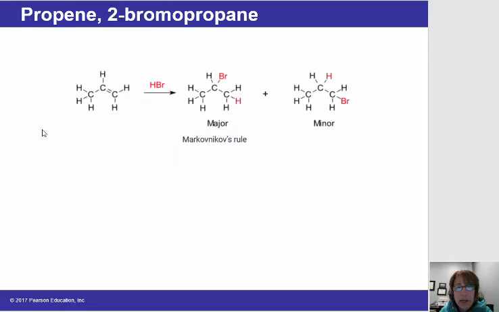So first, the name of the alkene is propene. We don't have to say 1-propene because there's only one way that propene can exist with that double bond on the 1 carbon. And let's look at applying Markovnikov's rule.